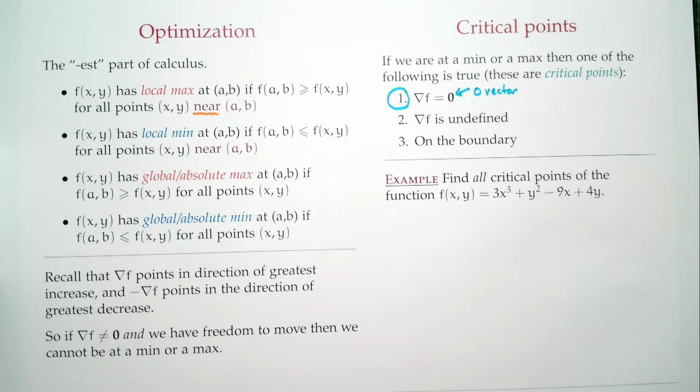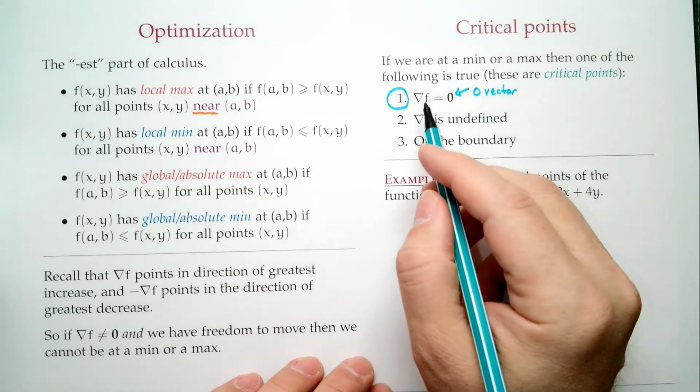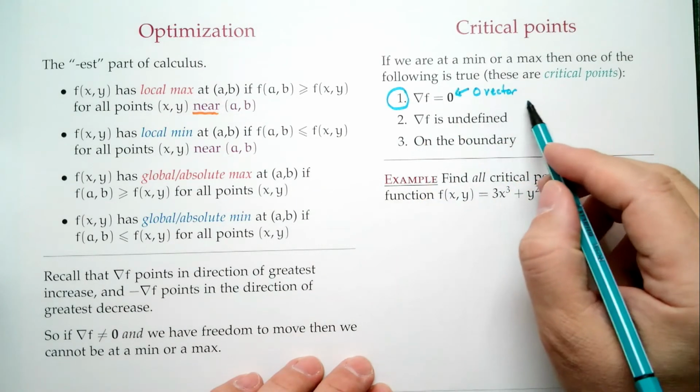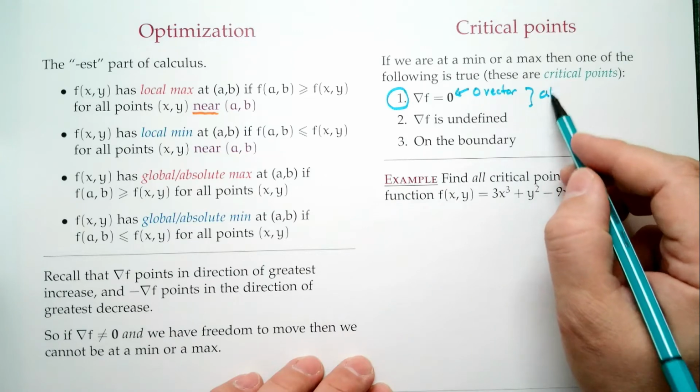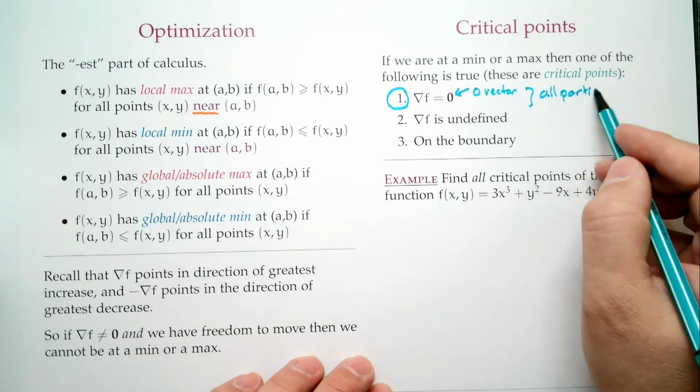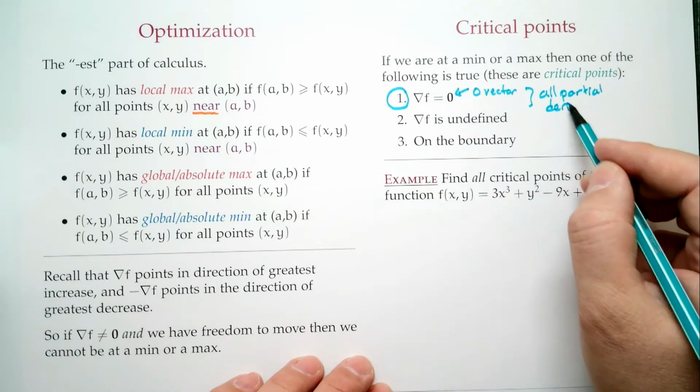Well, so if I want to find where the gradient equals 0, what needs to be true? Each part of the gradient has to be 0. What does the gradient consist of? The partial derivatives. So when we say the gradient equals 0, that translates into saying that all the partial derivatives are 0. So that's what we think of.